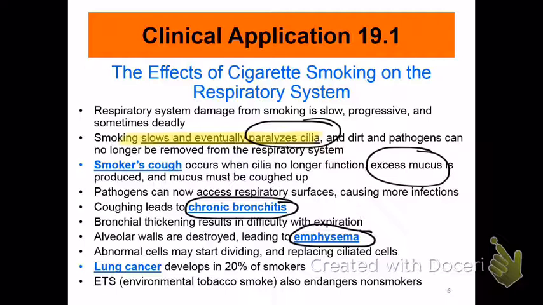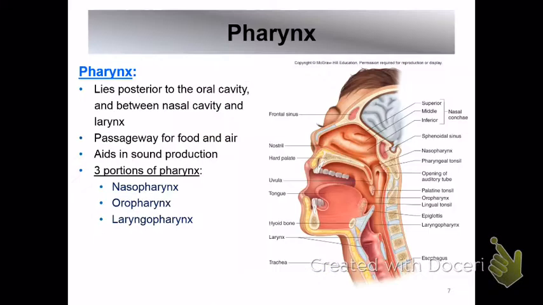So abnormal cells may divide, causing cancer. 20% of people who smoke get lung cancer. I will tell you this, however: 80% of the people that have lung cancer are smokers. So only 20% of the people who smoke get cancer, but almost everybody that's diagnosed with lung cancer is a smoker. Of course, some people are not. And then environmental tobacco smoke also endangers non-smokers. That would be what we call secondhand smoke.